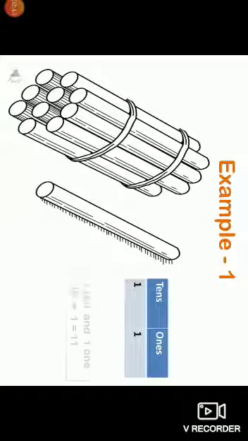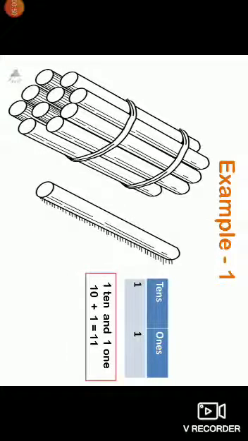It can also be said like that. 1 10 means total it's 10 plus 1 loose means 1. So 10 plus 1, it will make 11. And that's how you got the answer.